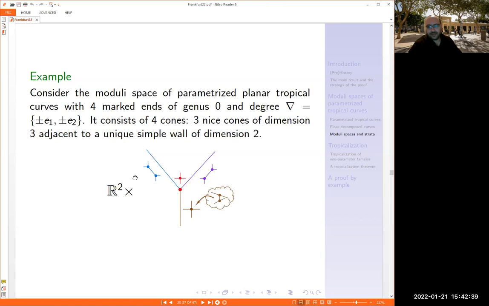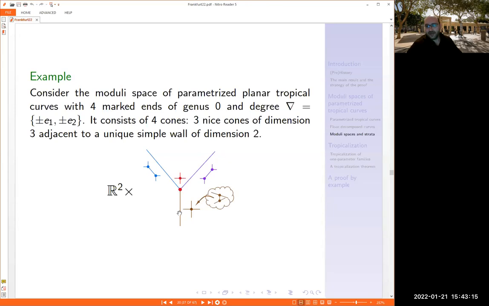So then the moduli space of such curves, up to a translation, this R2 times is responsible for translations. So it looks like a tripod. Okay, so the blue ray here parameterizes curves that are pictured here, schematically pictured here. The purple ray parameterizes curves that are schematically pictured here. Okay, the image is pictured here. The brown ray parameterizes curves with a contracted edge of varying length.